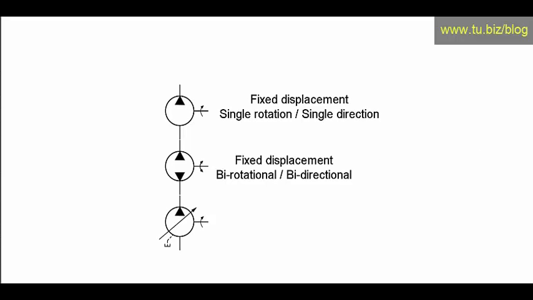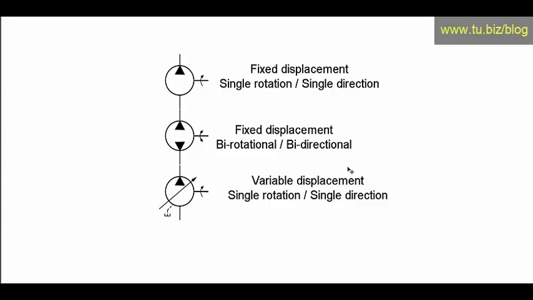We go to the next unit, and we see a variable displacement pump. Variable displacement pump with a single rotation on the shaft and a single direction. Flow only goes in one direction. It is a variable displacement as indicated with the arrow across the body of the pump, and also the variable displacement pumps are drawn with a drain. So you have to put the drain and the arrow to have a complete drawing of a variable displacement pump.